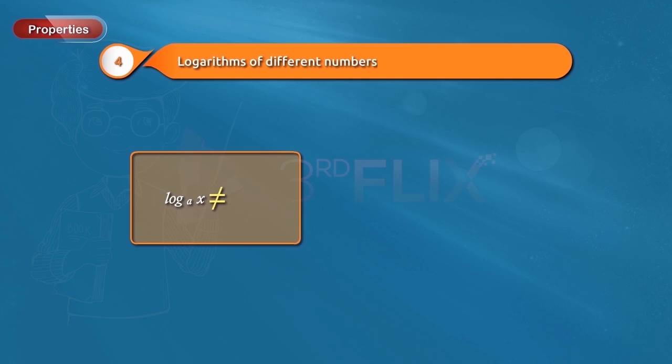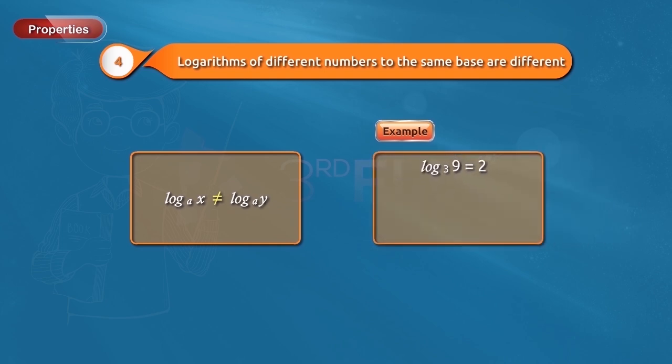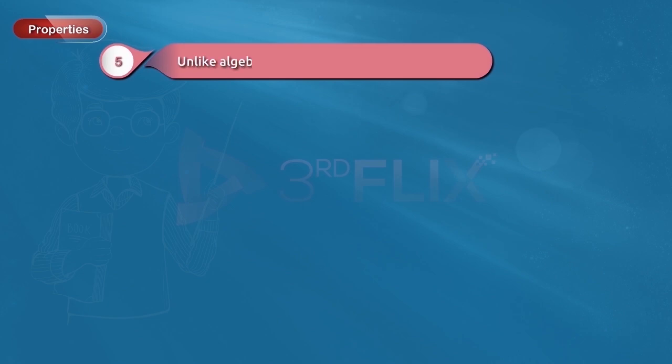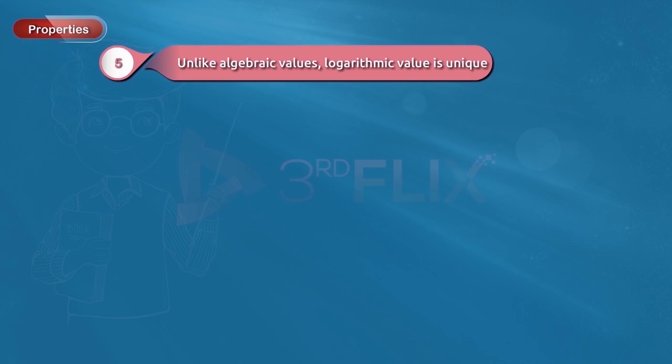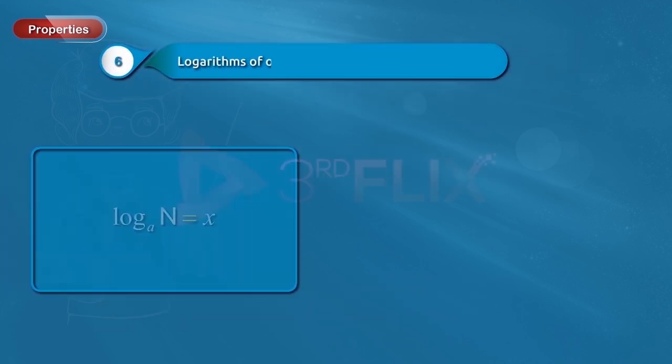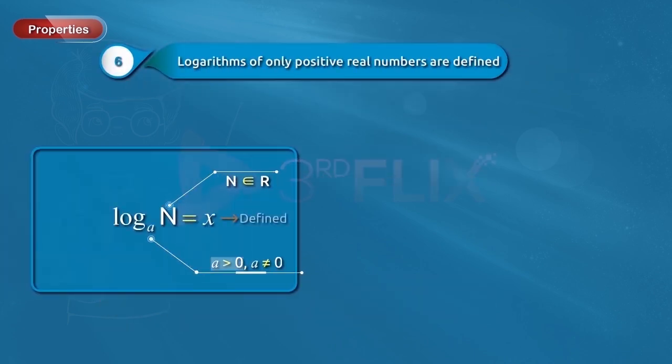Logarithms of different numbers to the same base are different. Examples: log 9 base 3 equals 2. Log 27 base 3 equals 3. Log 81 base 3 equals 4. Log 243 base 3 equals 5. Unlike algebraic values, logarithmic values are unique. Logarithms of only positive real numbers are defined.